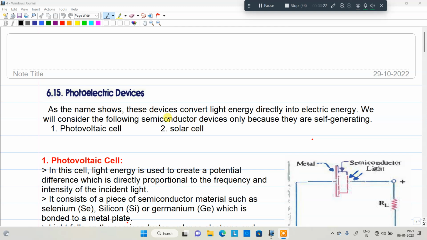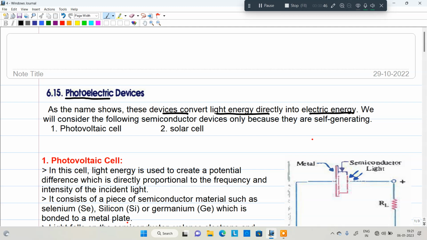Photoelectric devices means the devices which convert light energy directly into electrical energy. That means those devices which convert light energy to electrical energy, we call them photoelectric devices.